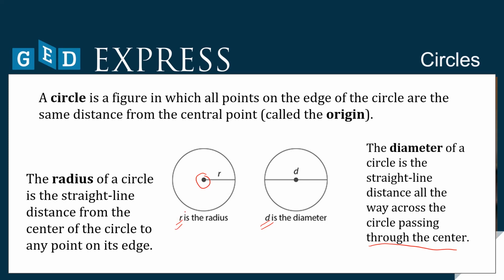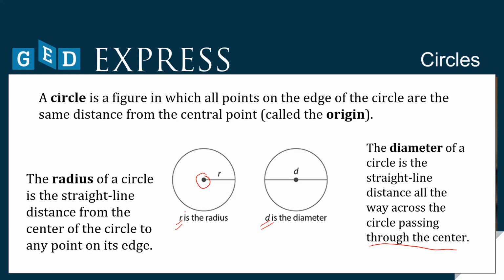Now, if you are going to compare the radius and the diameter, the diameter is always twice the length of the radius. Or, to put it another way, the radius is always half the length of the diameter.